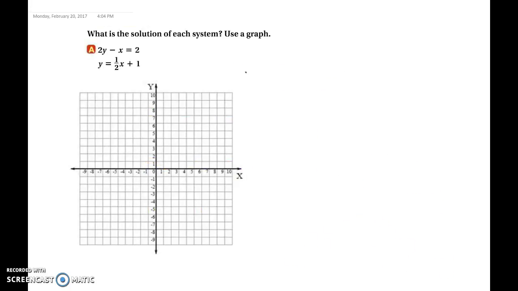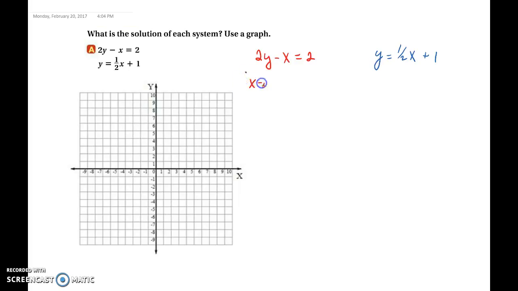So we're going to have two different equations. We'll have the red one, 2y minus x is equal to 2, and then we'll have the blue one, y is equal to 1/2 x plus 1. We're going to go through another way that we've learned to graph, which is finding our x-intercepts and our y-intercepts.